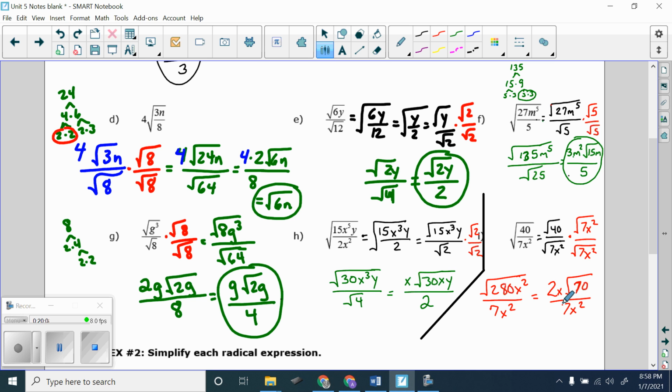Is there anything you can simplify? Don't say the 70 and the 7. 70 is underneath, 7 is out front. So what we need to do is simplify these x's. But you have an extra x on the bottom and not on the top. So if I cancel them out, this x would cancel with one of these x's, and I'd be left with one x on the bottom. So your final answer would be 2 square root of 70 over 7x.